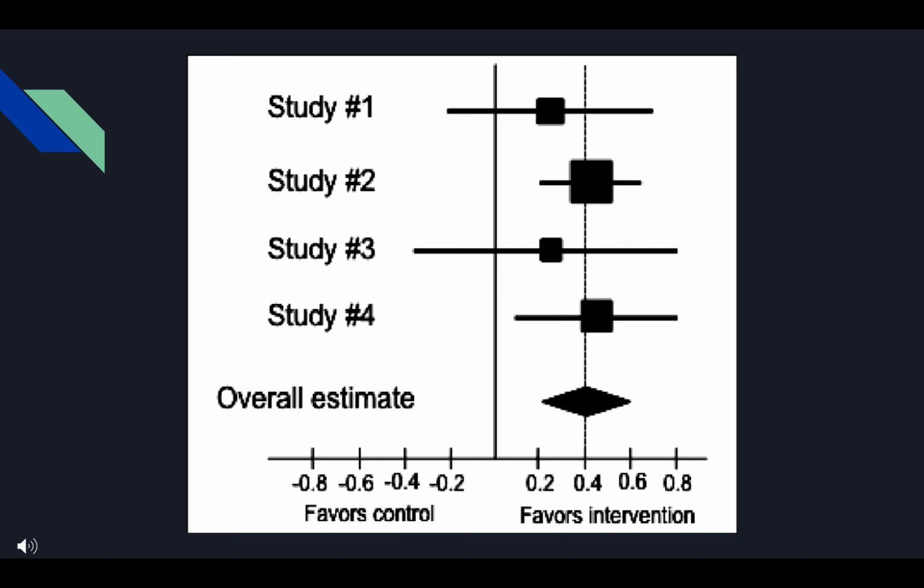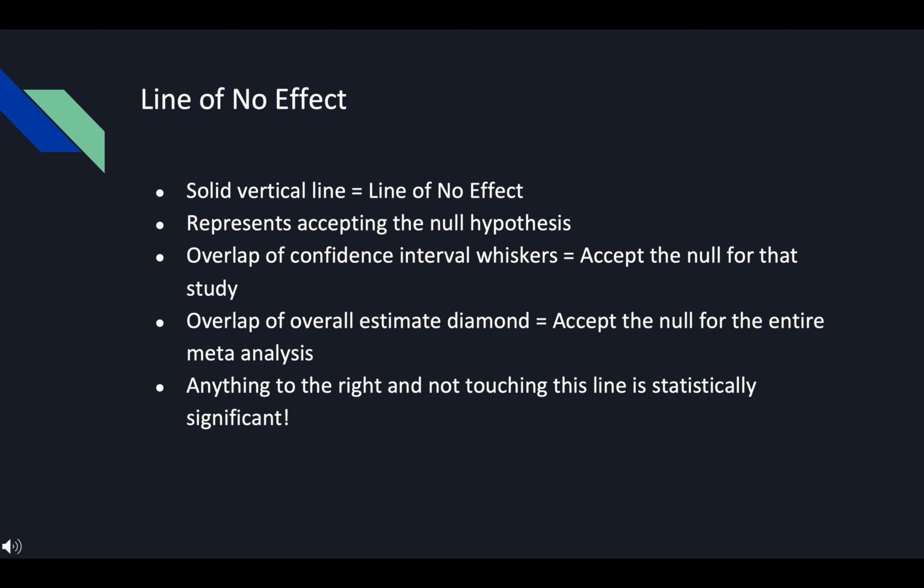The red line in this diagram is pointing to the line of null effect. This is a vertical line in a forest plot, which I will be discussing on the next slide. When interpreting a forest plot, we now move on to one of the more important features that you can see on the graph.